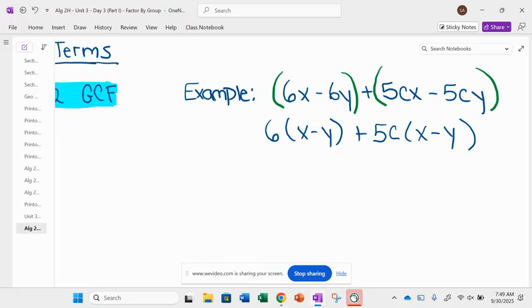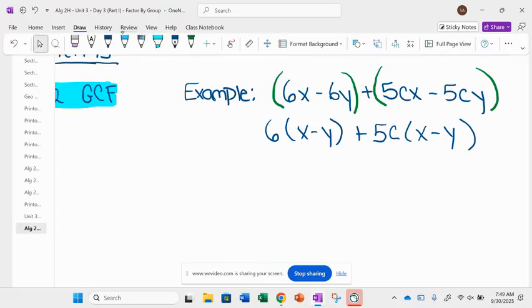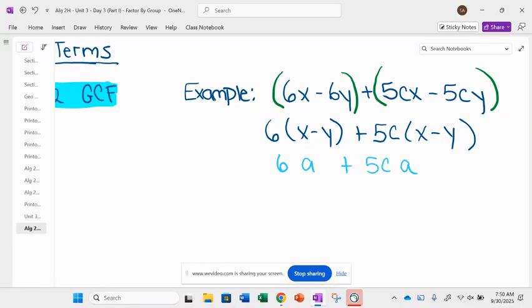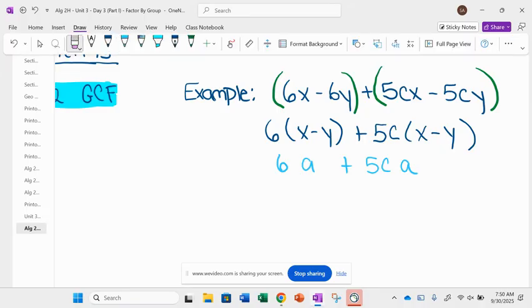Some people might be thinking, why are you allowed to pull out an x minus y? Well, think about it. Let's say I use substitution. Let's say I let x minus y be A. Wouldn't this be 6A plus 5cA? Wouldn't I be able to pull out an A in that? Because it's multiplication on either side of the plus sign. That's why I can still pull out a GCF, because it's multiplication between the 6 and the quantity x minus y, and it's multiplication between the 5c and the quantity x minus y. So I can absolutely pull out that GCF of x minus y.